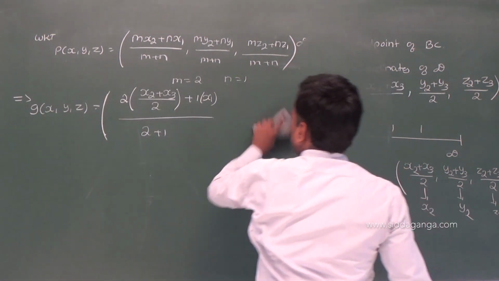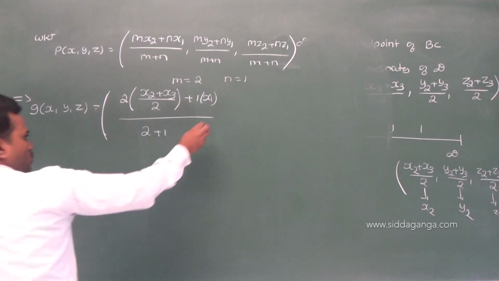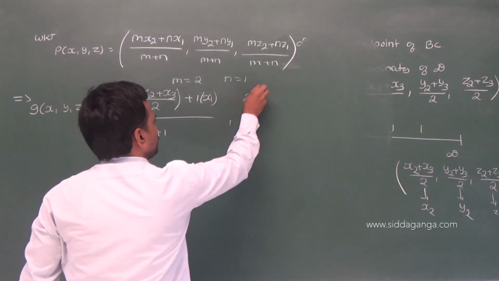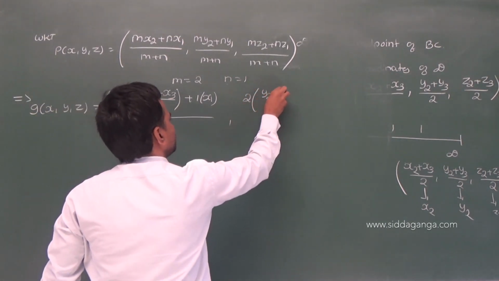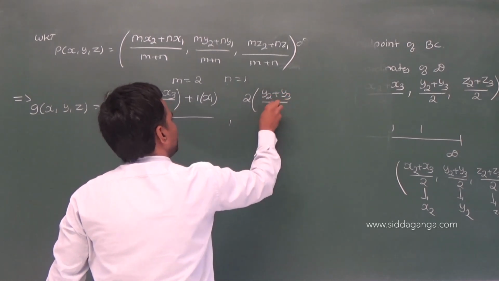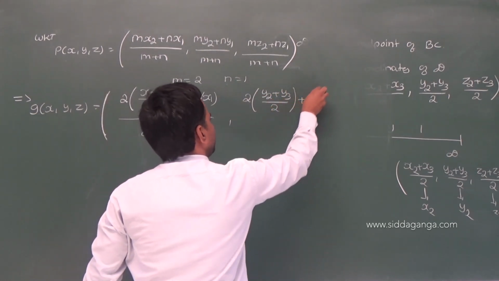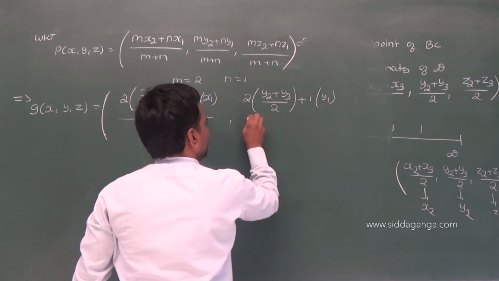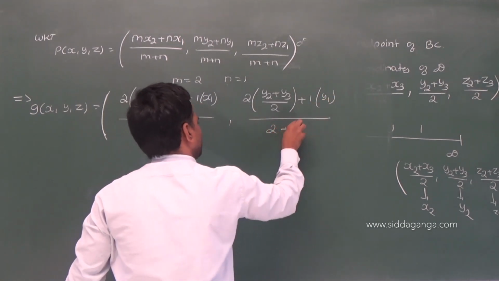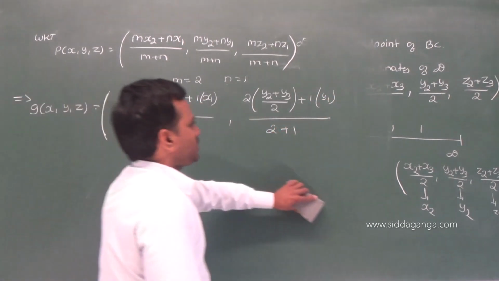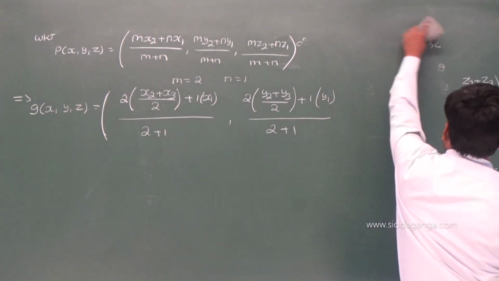Similarly, the y coordinate: 2 into y2 plus y3 divided by 2, plus 1 into y1, divided by 2 plus 1. The y coordinate is also over.